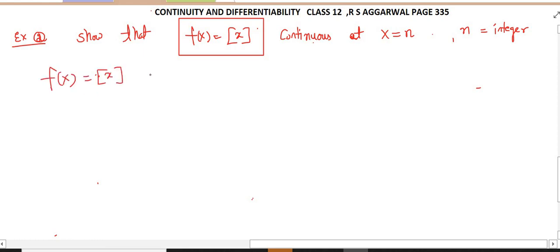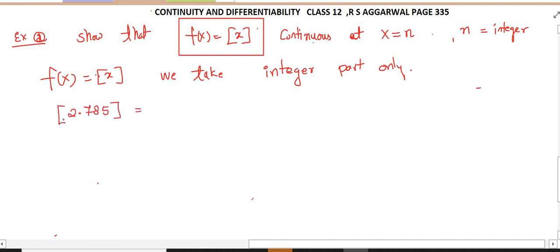Greatest integer function is a function where we take the integer part only. Let me show you. Suppose you have 2.785. The output of this function will be only the integer part, 2. If suppose you have 0.25, it will have the integer part only, 0.